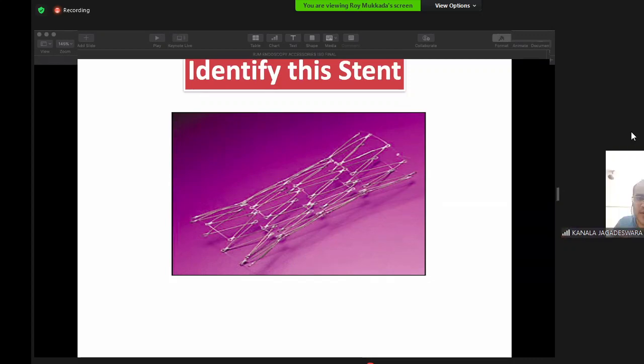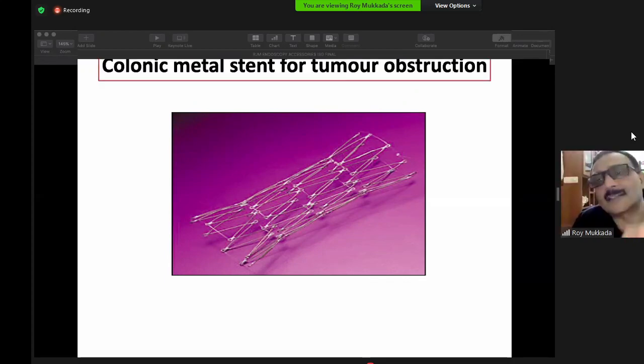Sir, lumen opposing metallic stents also can be useful. This is not lumen opposing. Does it look like a lumen opposing stent? Okay, sir, I think it's not. You can tell it, Doctor. Okay, this is a colonic stent. This is a colonic metal stent for lumen obstruction by tumor. When will you do a colonic stent? Sir, any rectosigmoid growth, circumferential growth causing obstruction.